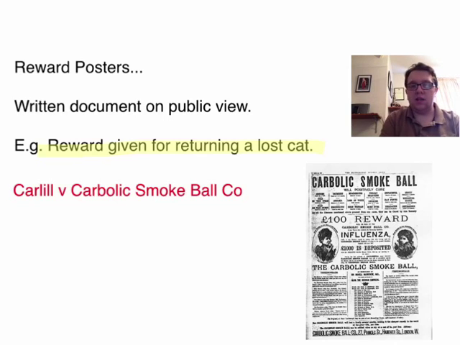And so confident were they that they actually put a reward out there in print saying that anyone who was using their product but became ill, they would give them a £100 reward. Now, of course, Mrs. Carlill did buy one, followed the instructions, nearly died when she contracted influenza, and then later when she tried to claim her reward of £100, they actually declined, so she took them to court and succeeded.